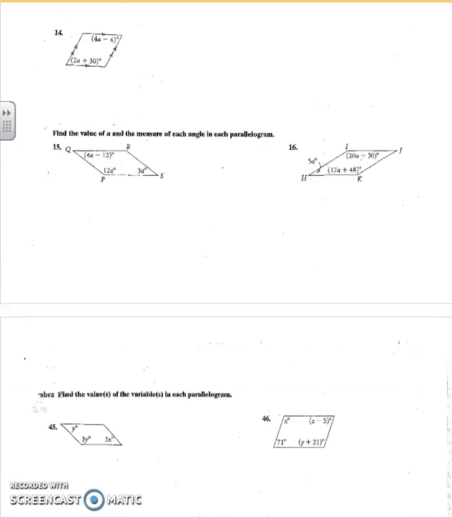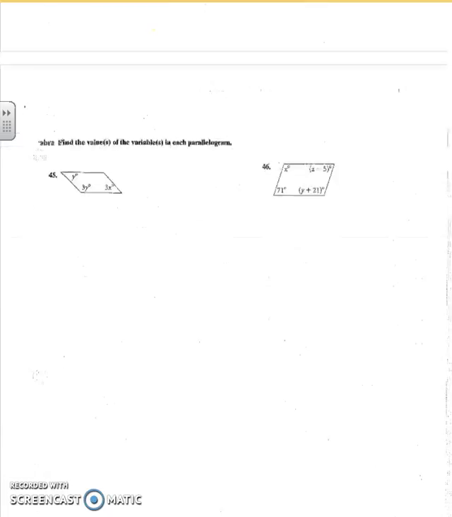15 and 16, you will also have to find the measure of each angle, including the ones that don't have anything labeled. So show me your work on how you got a, and then plug them all in. So again, you can either list them or you can put them right next to the angle. Just make sure it's pretty clear on the measurement for each angle.